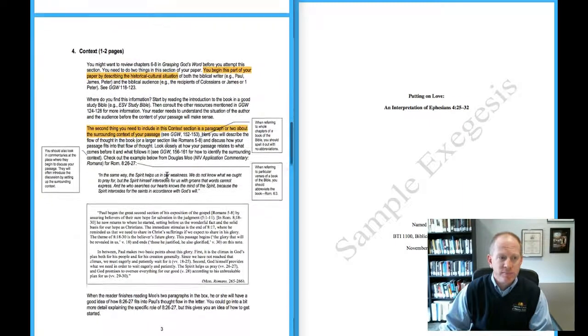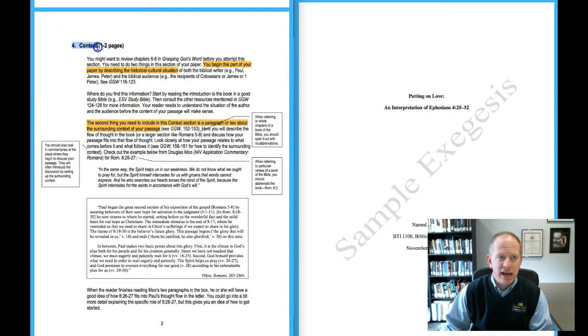So here we see the next section, context, is going to take up about 2 pages. And what's going to be in here? Well, there's some explanation here and some examples. But I want you to notice the 2 things I've highlighted in this yellow gold color. Number 1, you begin this part of your paper by describing the historical, cultural context.